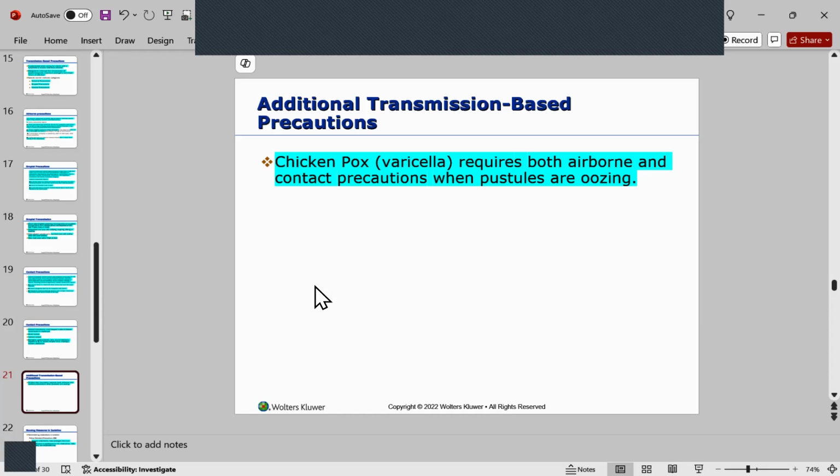That means it's airborne, but with varicella chickenpox, there's a stage of the disease process where there are pustules that itch and ooze, this rash that you have all over your body. When they're oozing, then varicella is not just airborne, it's contact also. So make sure that you know that. Okay, varicella is airborne and contact when the pustules are oozing.